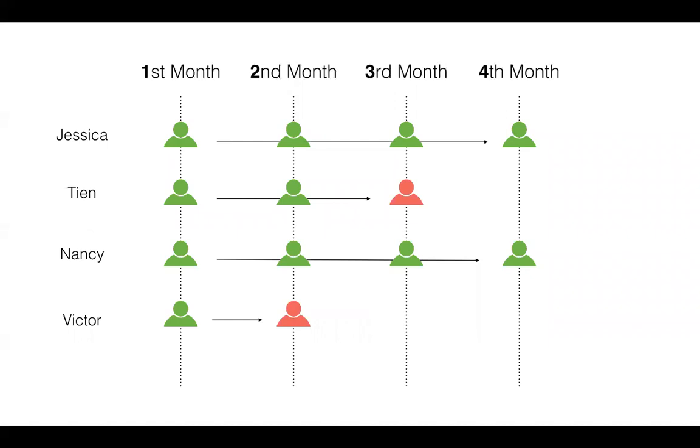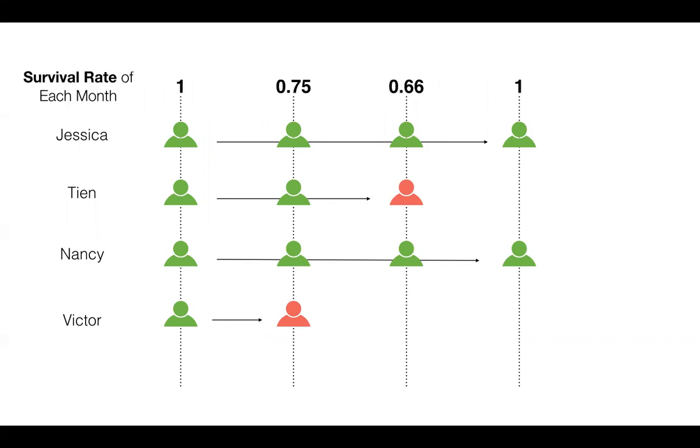We are not interested in the particular calendar months, like April 2019 or something like that. We're interested in how long it takes, how much time has passed, right? So we're going to rename this time axis to first month, second month, third month, fourth month. We don't care about January or February, that kind of stuff. Then we can start calculating the survival rate for each month, right?